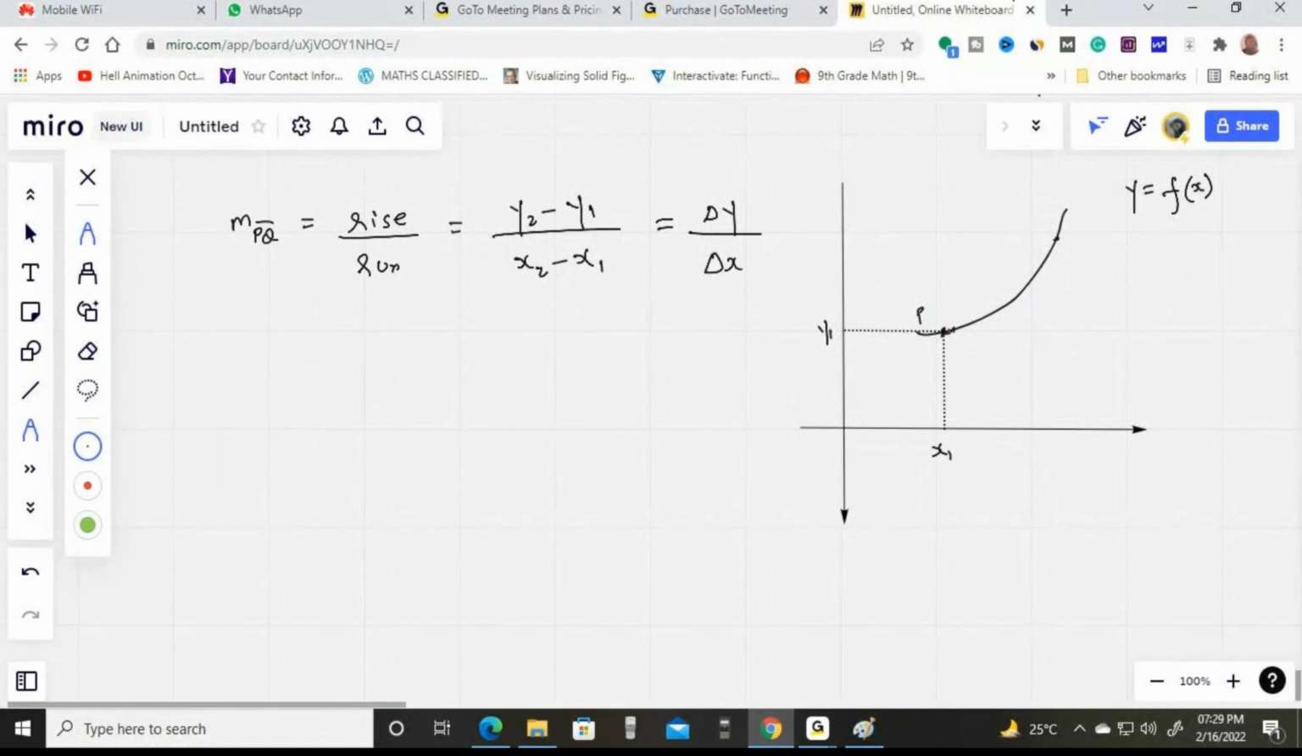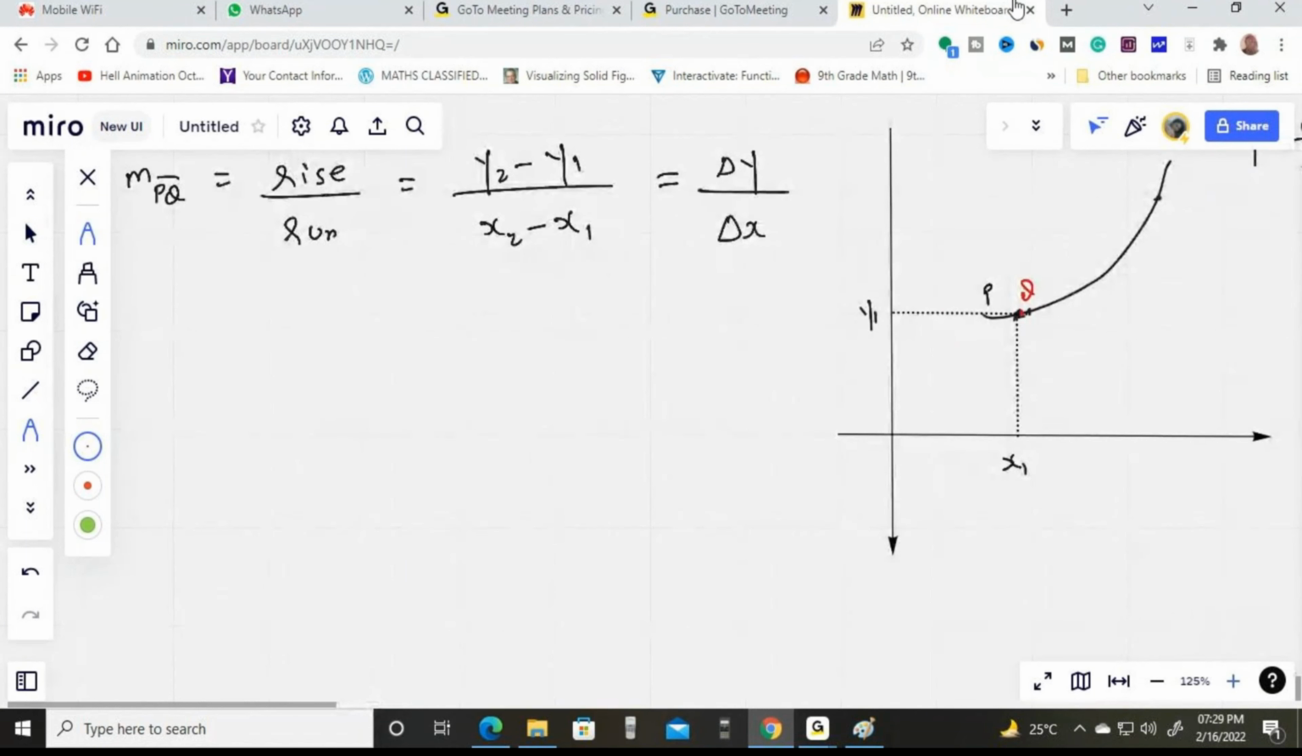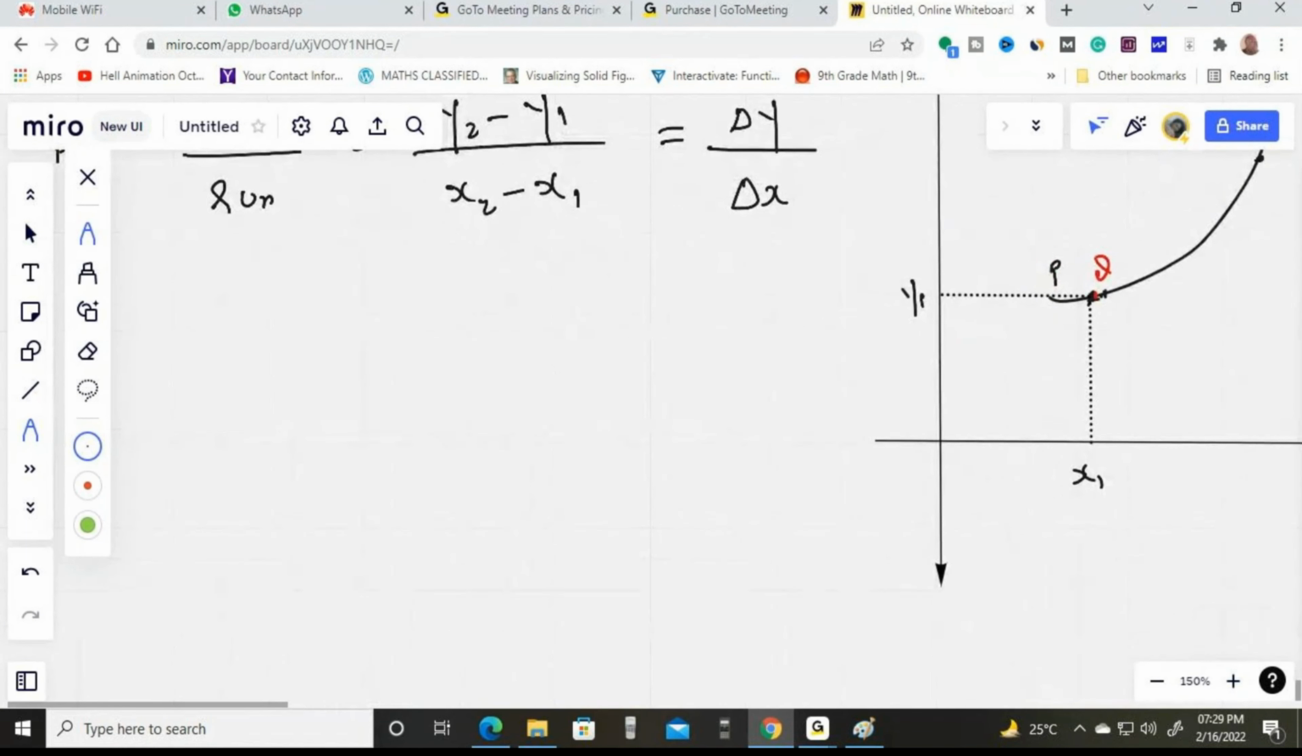I'm using a different color just to make a difference. This time Q is over here. So it is too close to P. It is not overlapping on P, but it is too close to P. So how are you going to find the distance between two tiny points? I'm just trying to draw the X and Y coordinates of this Q point as well.